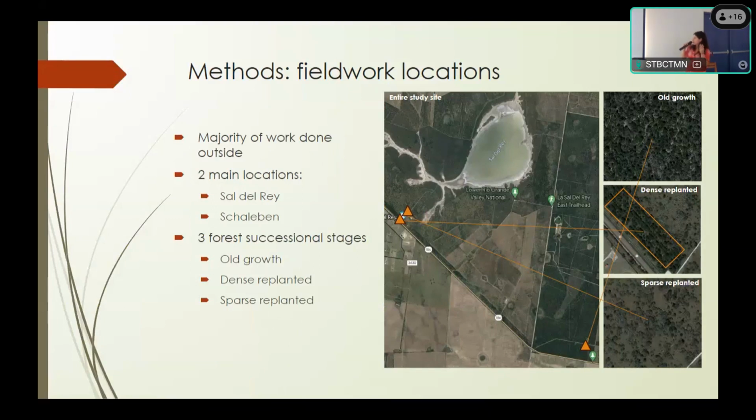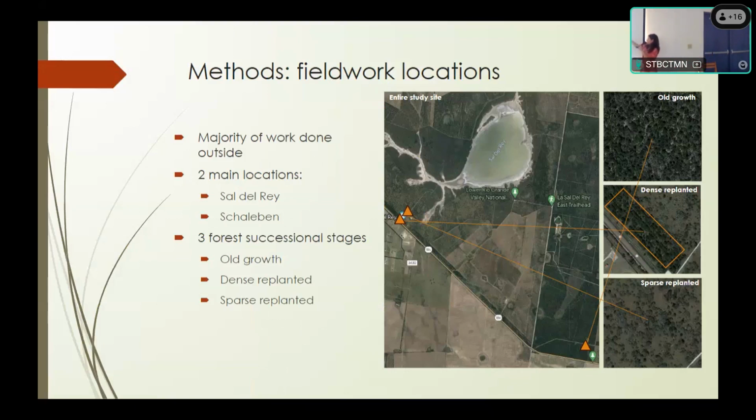And there's three different types of forest successional stages that we're focusing on. One is old growth, as you can see right up there. Another one we're calling dense replanted is right here. This location is at Sal del Rey, and our dense replanted area is actually a place that was reforested in 1993, and it was done through a mixture of direct seeding and transplant. And as we can see, this is super, super dense.